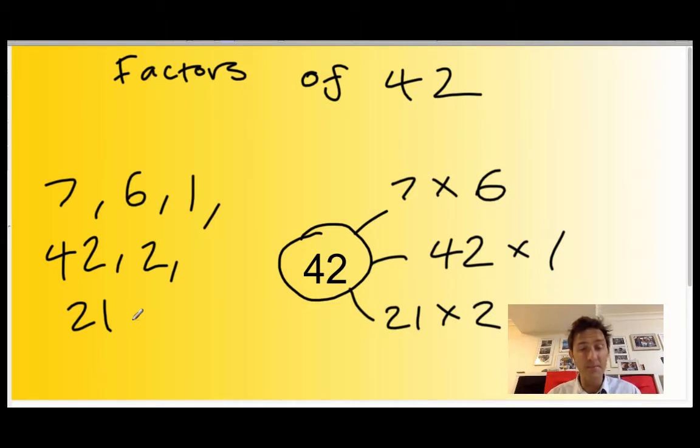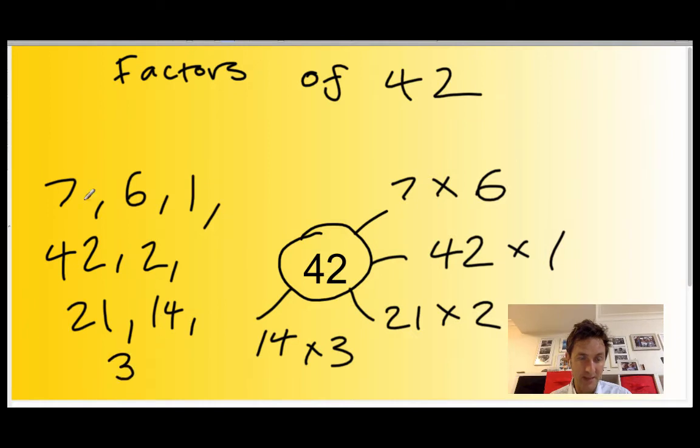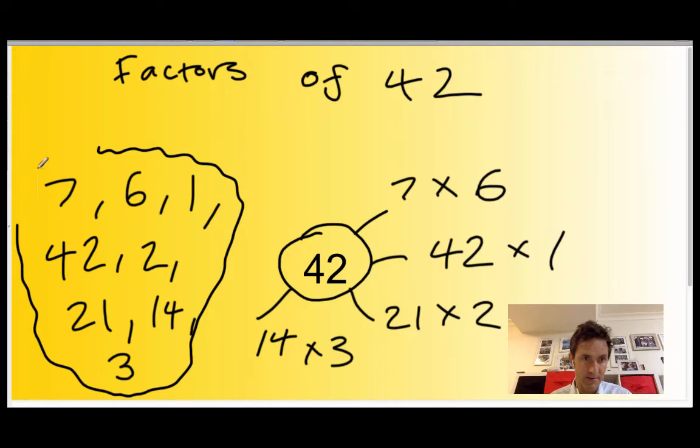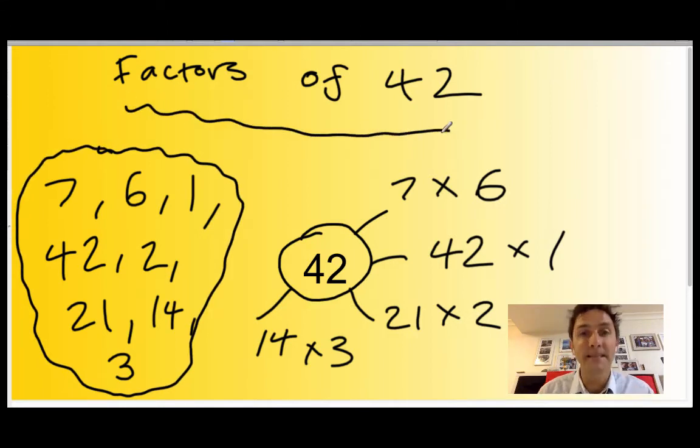Are there any other numbers that divide into 42? I'd better have a think for a moment. There is one more. I knew there was. Good old 14 times 3 also equals 42. So that means that 14 is a factor of 42, and so is 3. And there we have it, guys. There are all the factors of 42. They can all times together to equal 42. So I hope you've got a good idea of what factors are now. You need to know what factors are if we're going to find the highest common factor.